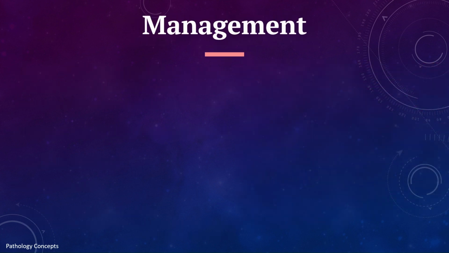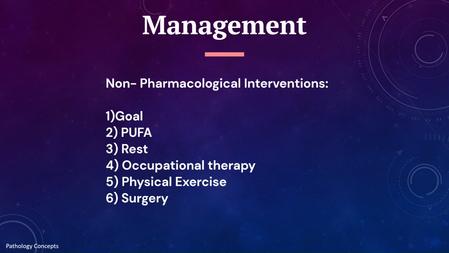Now let's see the management. Management is of two types. First is non-pharmacological interventions and second is pharmacological interventions. The goal of non-pharmacological interventions for RA is to decrease anxiety and depression, to reduce pain and to increase mobility. The polyunsaturated fatty acids like docosahexaenoic acid DHA and eicosapentaenoic acid EPA are useful and improve depression significantly.